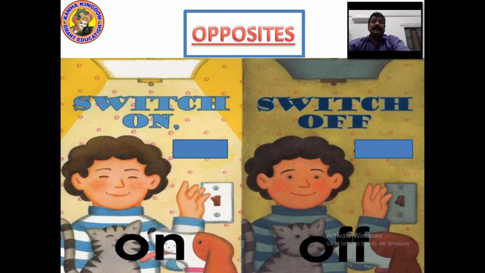Now look at the opposites. Switch on. There is a board where the boy is trying to switch on. He has switched on the light. On. And yes, it is shown dark on the right side where he has switched off the light. Switch on, switch off. Opposite of on is off, opposite of off is on. Please write it down.